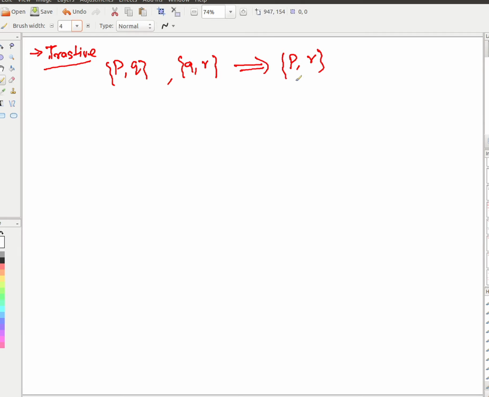It's by contradiction. You can say that if P and R are not actually equivalent, so there exists a string that distinguishes them, right? P and R. Now, if P and R are distinguishable, so there exists some string that distinguishes them, and that string will certainly create a problem for one of these sets.